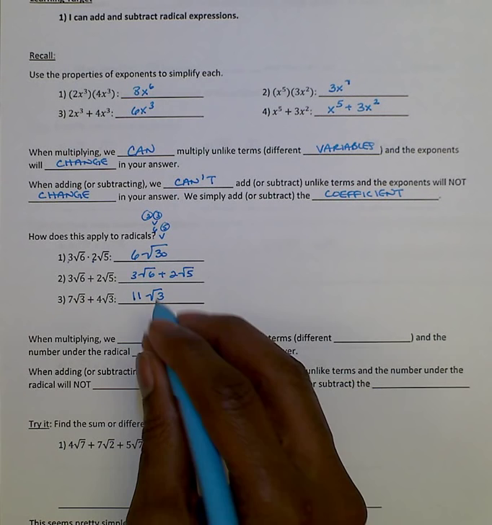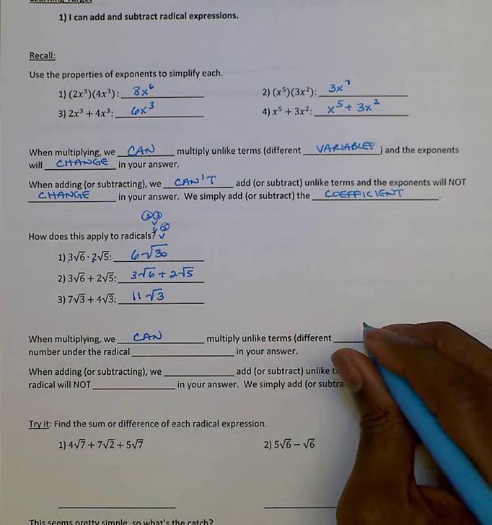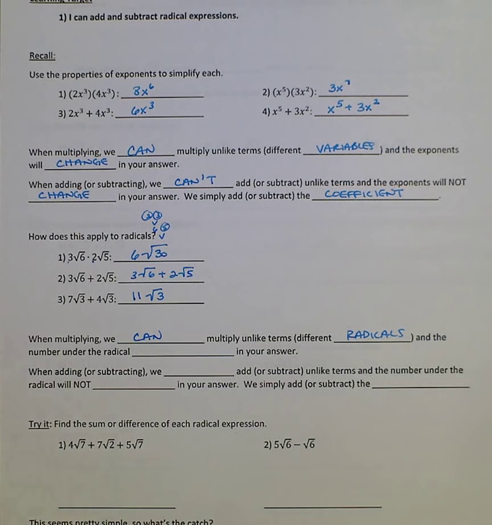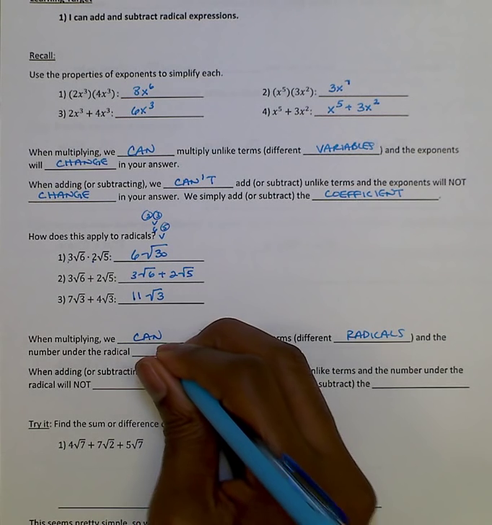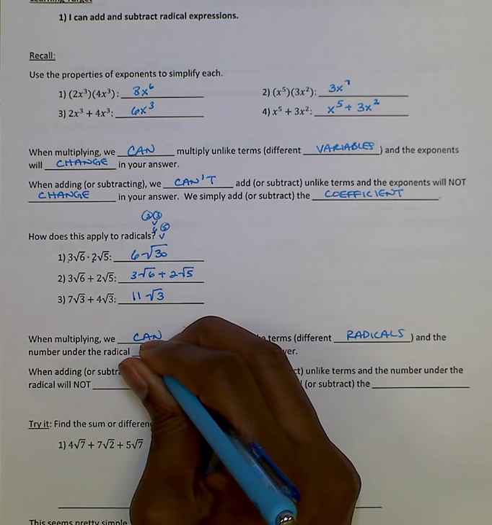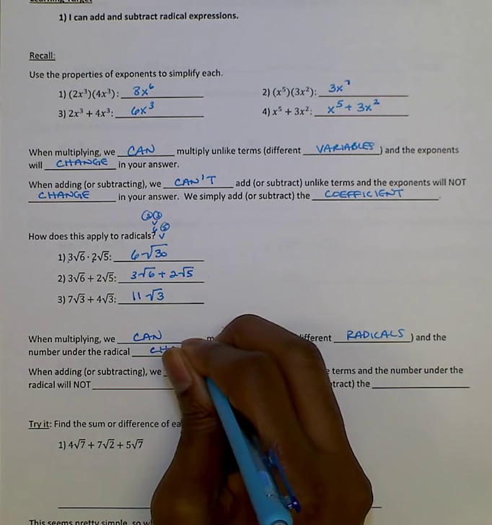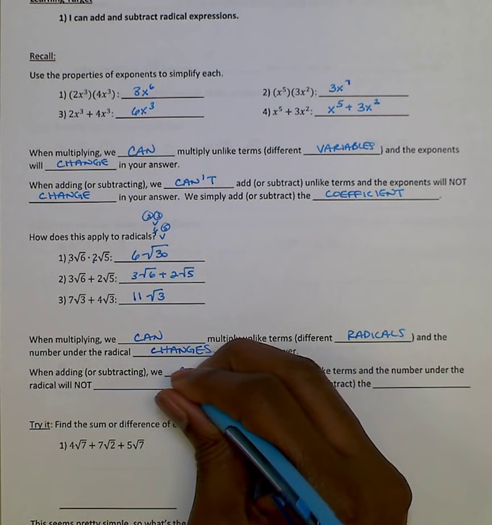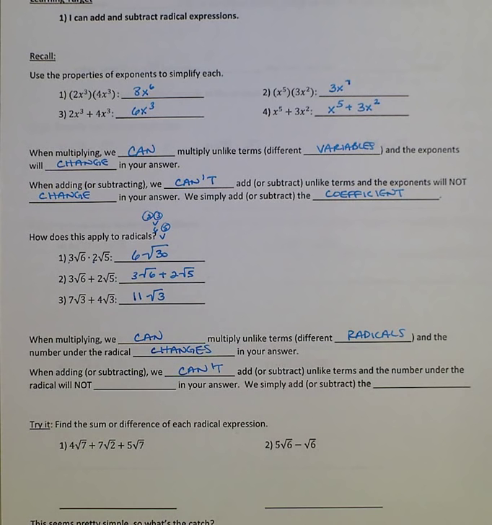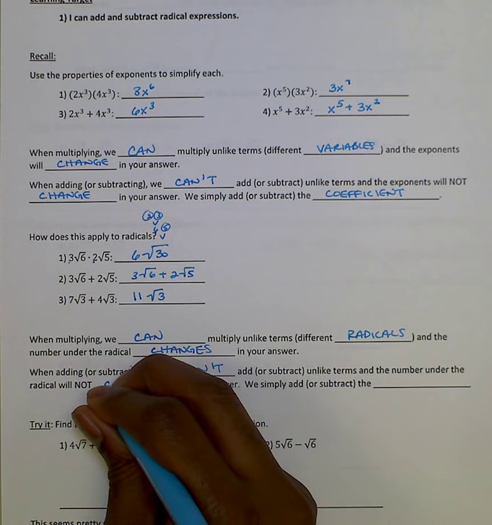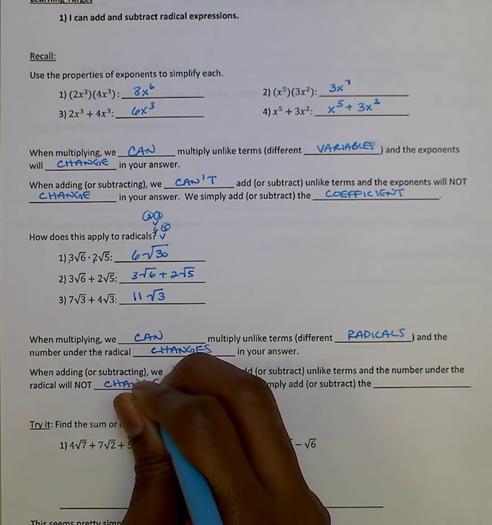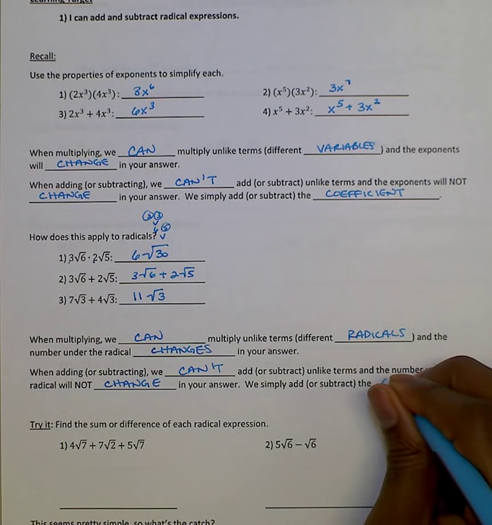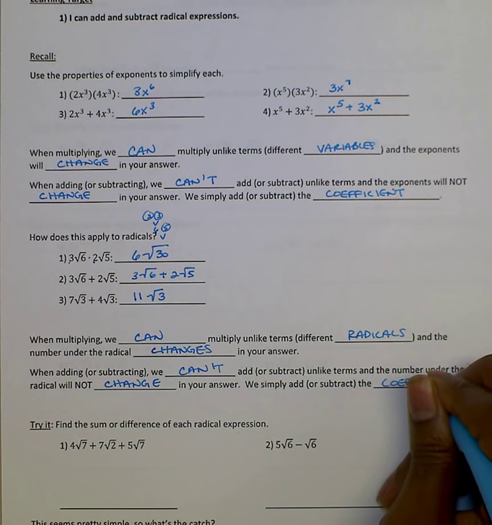When multiplying, we can multiply unlike terms, different radicals, and the numbers under the radical can change in your answer. When adding or subtracting, we can't add or subtract unlike terms, and the numbers under the radicals will not change in our answer. We simply add or subtract the coefficients. Notice that these are the same rules we were using for the variables.